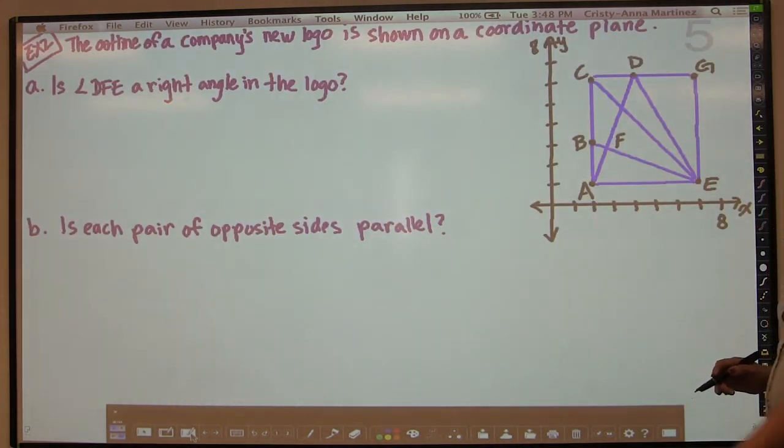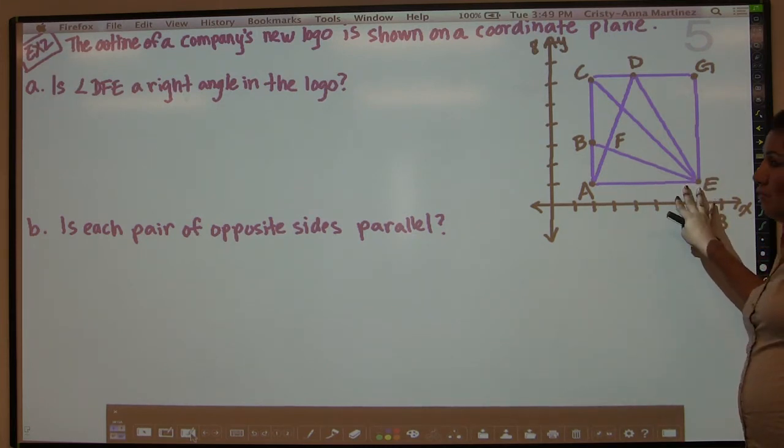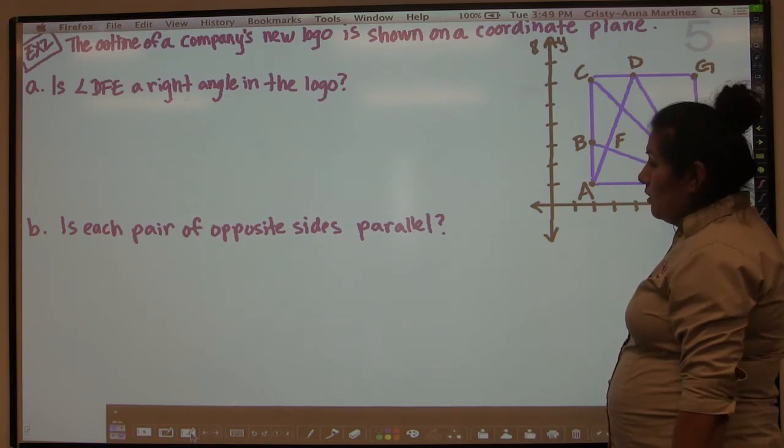And so the first example here we have is the outline of a company's new logo, which by the way I think is really ugly, but that's their new logo. I don't know who would want to wear that on their t-shirt, but anywho, it's shown here in the coordinate plane, and they're asking us, is the angle DFE a right angle in the logo?